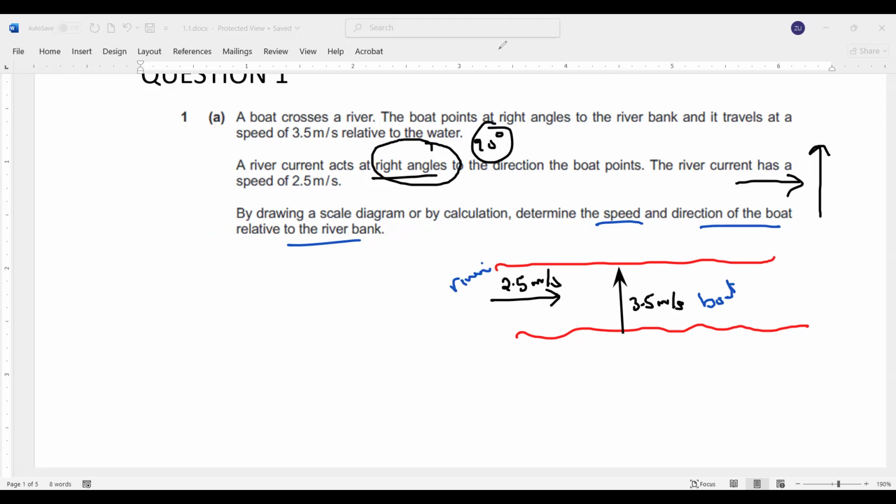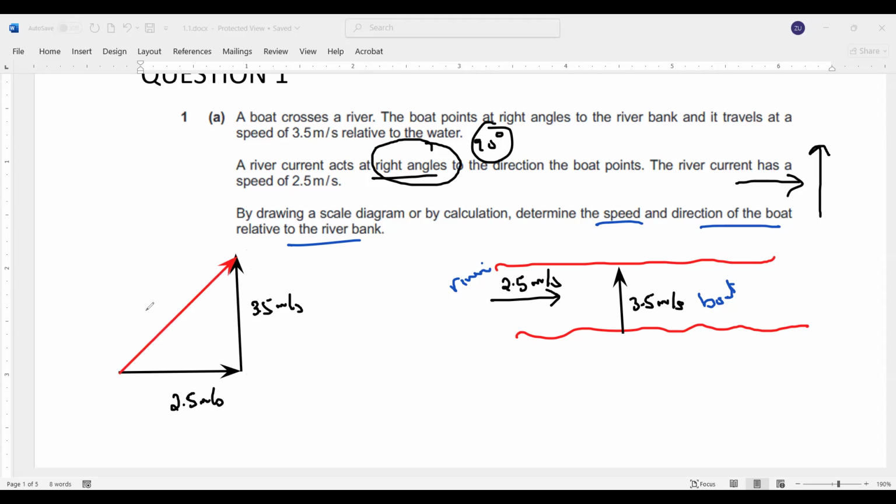So what I will do, I will draw first which vector? I will draw 2.5, so I will draw 2.5 meters per second. Then the second vector, 3.5. Always, we draw the first vector, then we draw the second vector from the end of the first vector, 3.5. What is the resultant? The resultant is from the tail of the first to the head of the last. That will be the resultant.